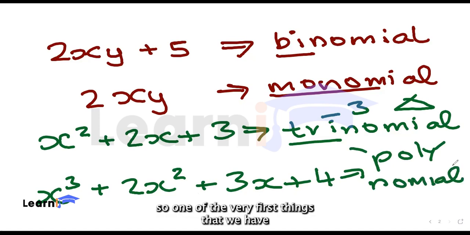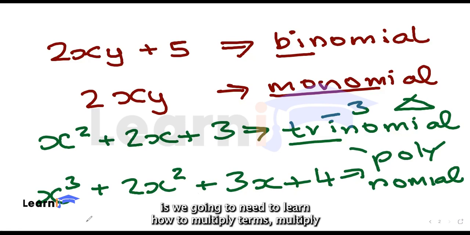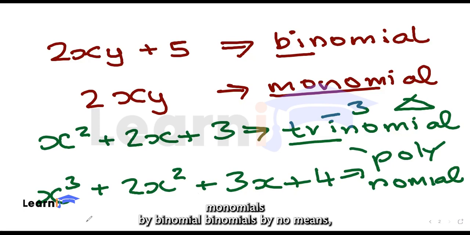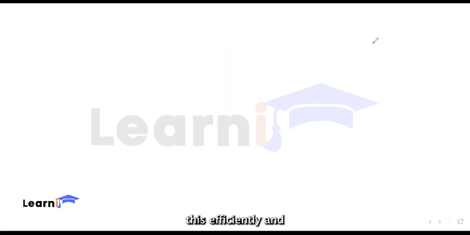So one of the very first things that we have to learn how to do, and this section will follow from the real numbers section, is we're going to need to learn how to multiply terms. Multiply monomials by binomials, binomials by trinomials. And one of the techniques that allows us to do this efficiently and result in an outcome is a law known as the distributive law.